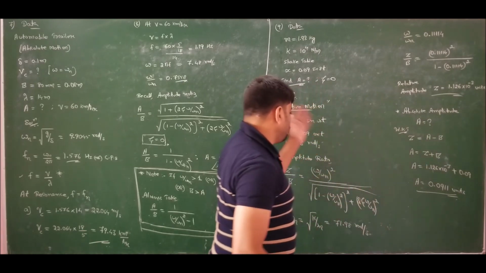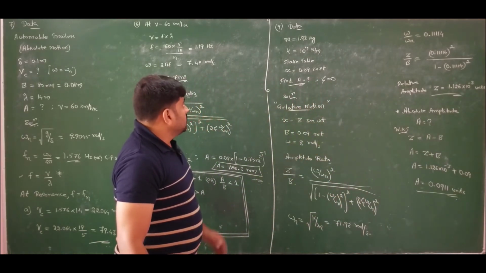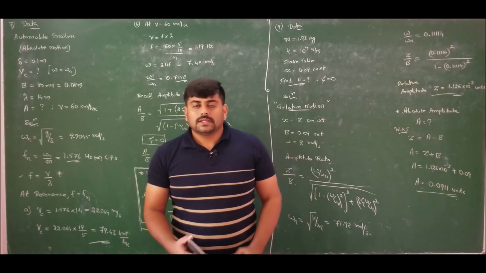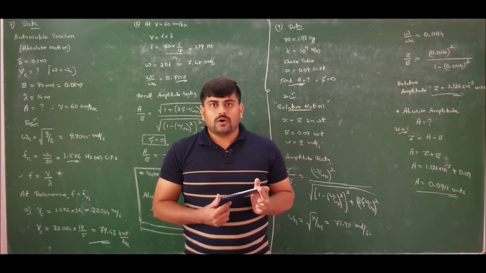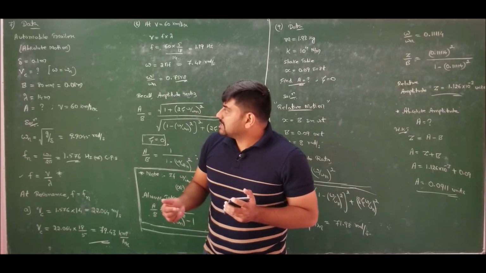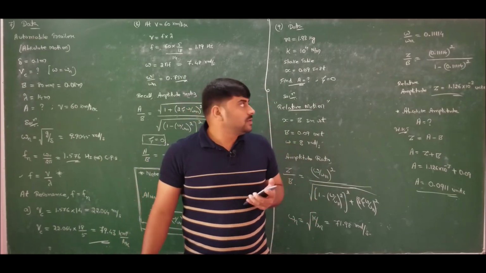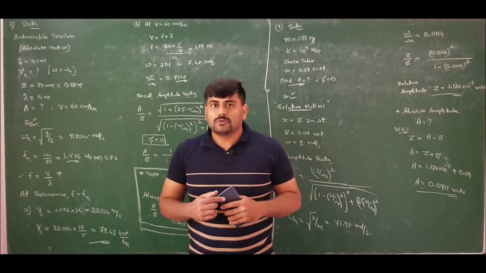So this is the solution for problem number 9. In this lecture we have discussed the numerical problems on support motion, that is, the amplitude ratio for two absolute displacements A by B and the amplitude ratio equation for relative and absolute displacement Z by B. Thereby we have completed the discussion on support motion.